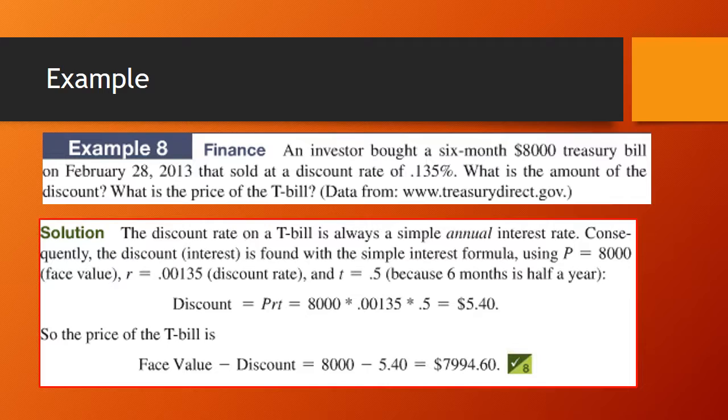Okay, we've said that this is a simple interest problem, so we're going to put this into there. The principal is $8,000. The rate is 0.00135. And the time is 1/2, 0.5, because 6 months is half a year. And we find that the interest on $8,000 is $5.40. What that means is that you will pay $5.40 less than $8,000 for this Treasury bill. So to find the price, you take the $8,000, subtract the interest, you get $7,994.60.